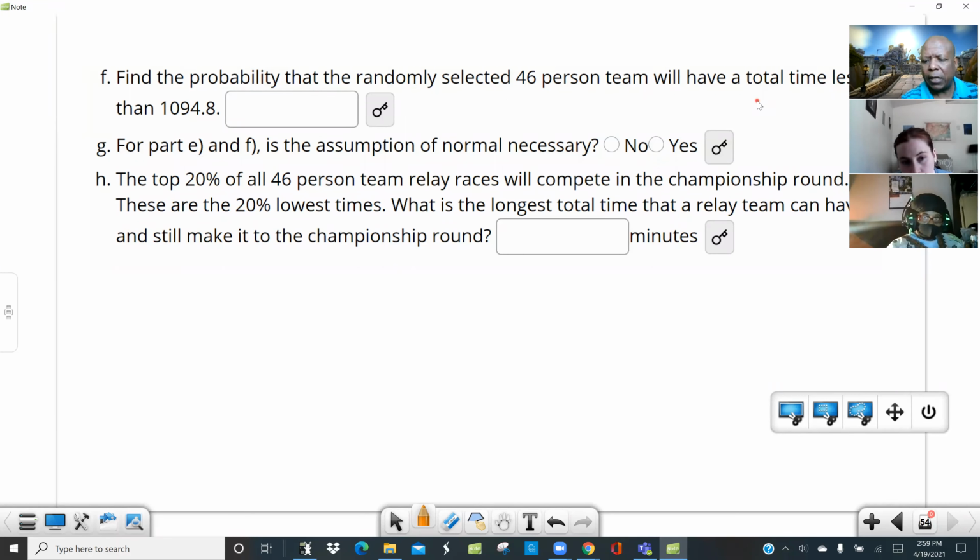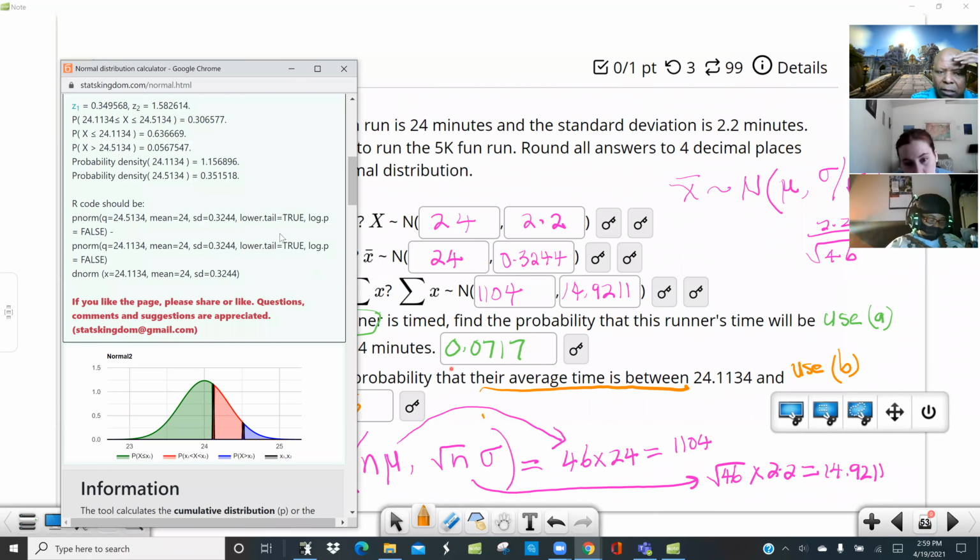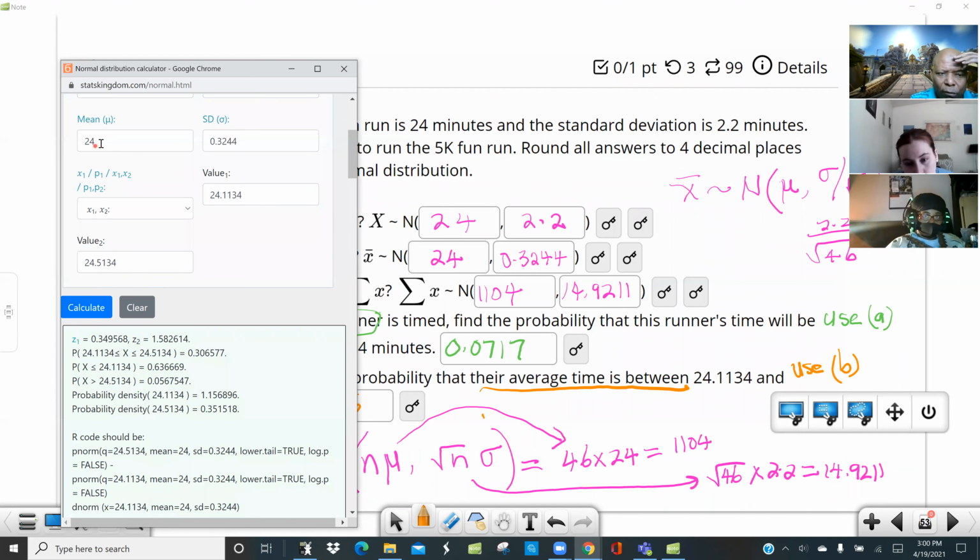Okay, and then part F: find the probability that the randomly selected 46 will have a total time of more than 1094. The word here is total time, meaning the sum. So you're going to use the normal distribution in part C, because now we're talking about the sum. I come over here and change my mean and standard deviation. Both of them have to change. The mean is 1104.